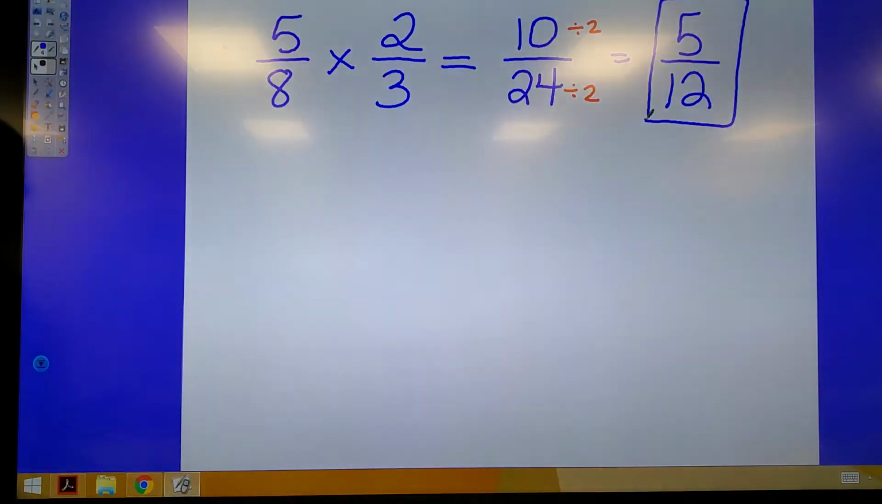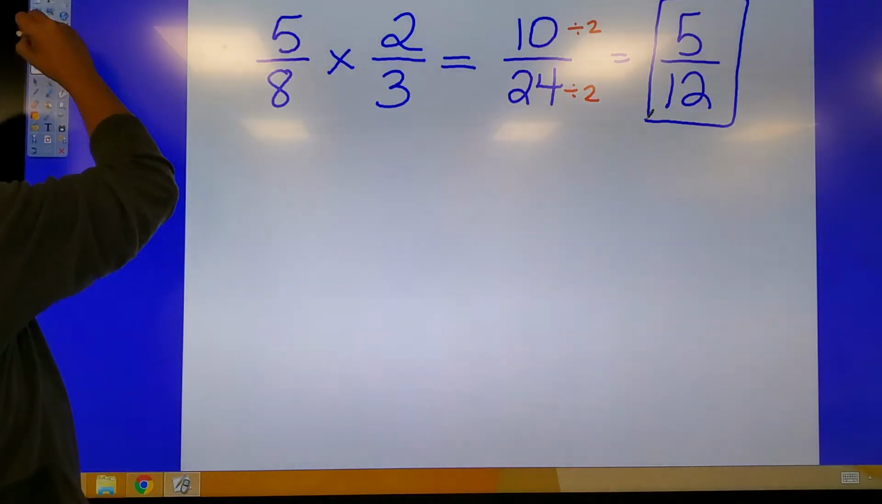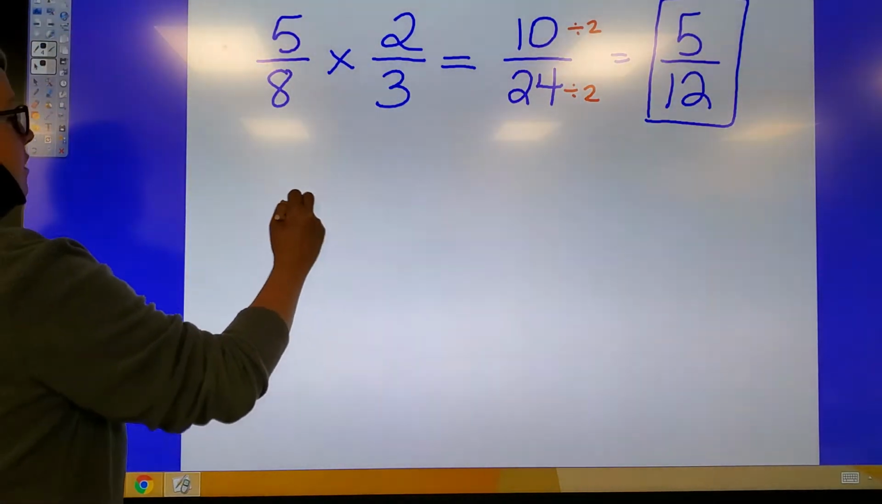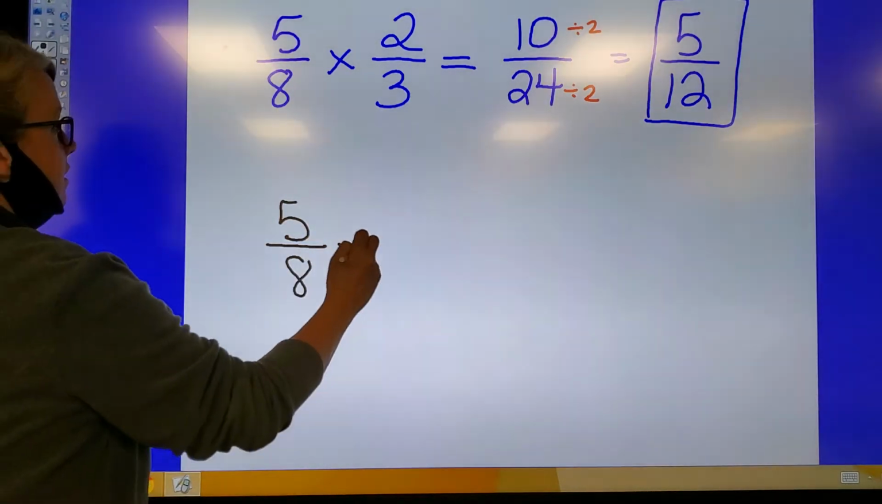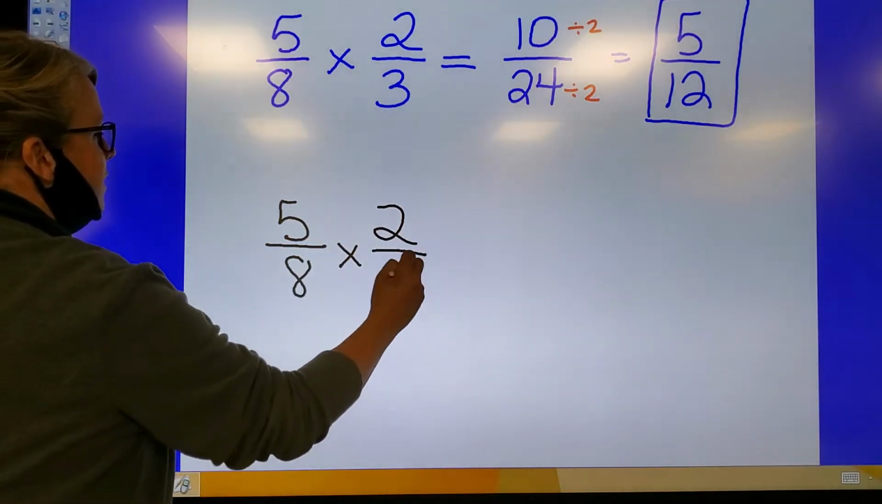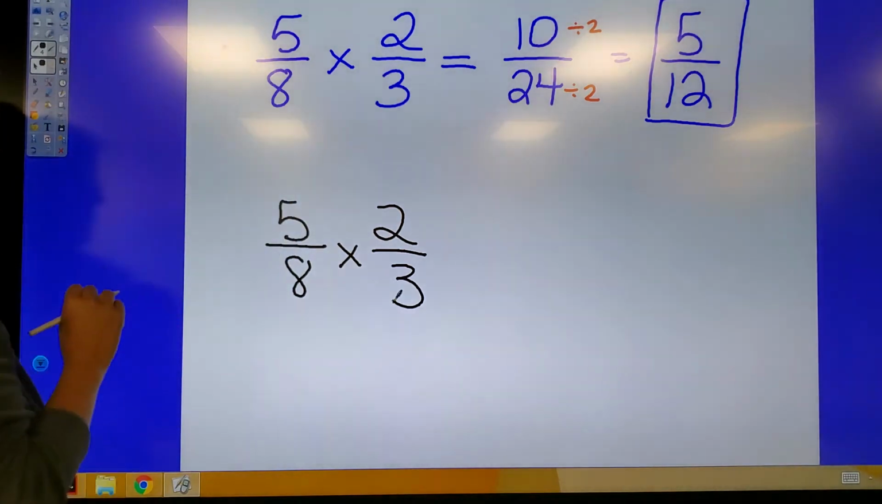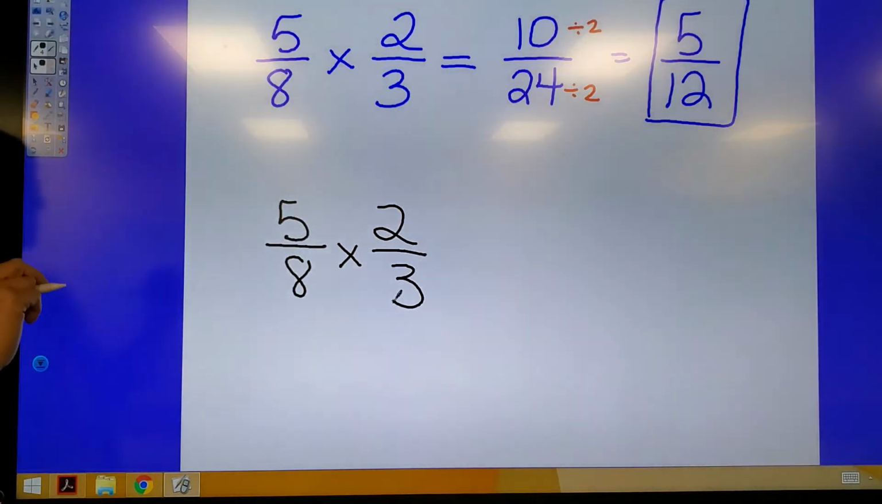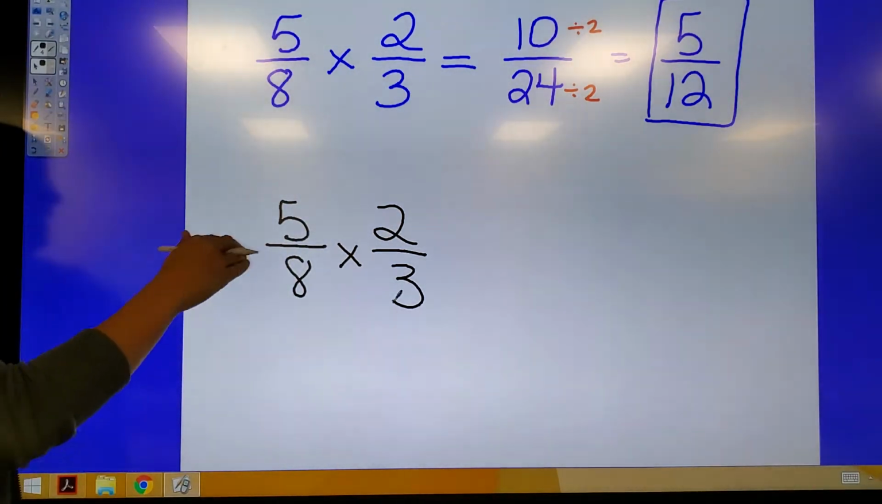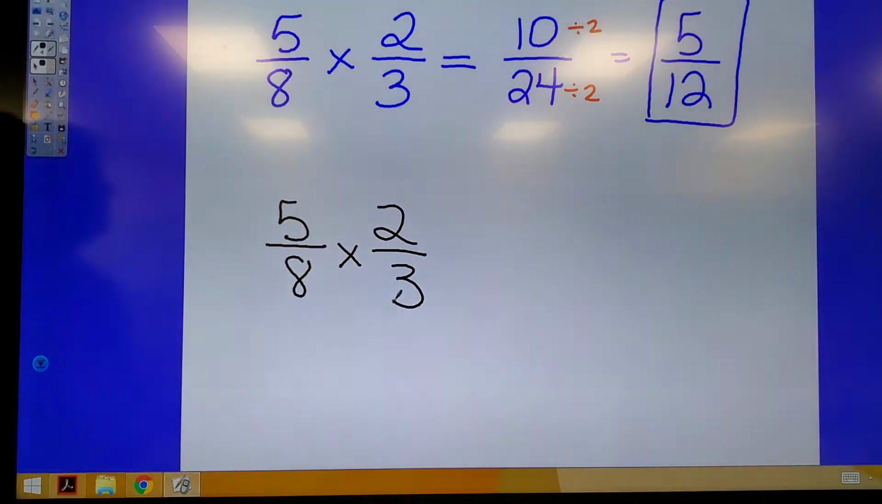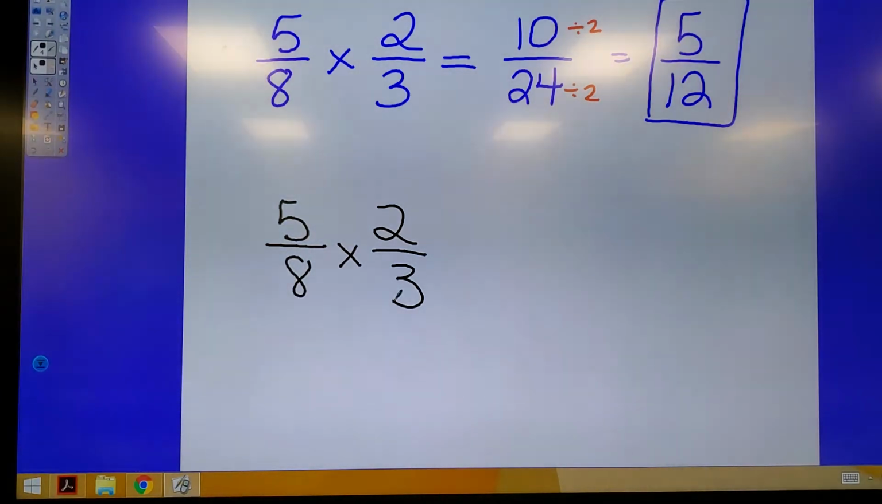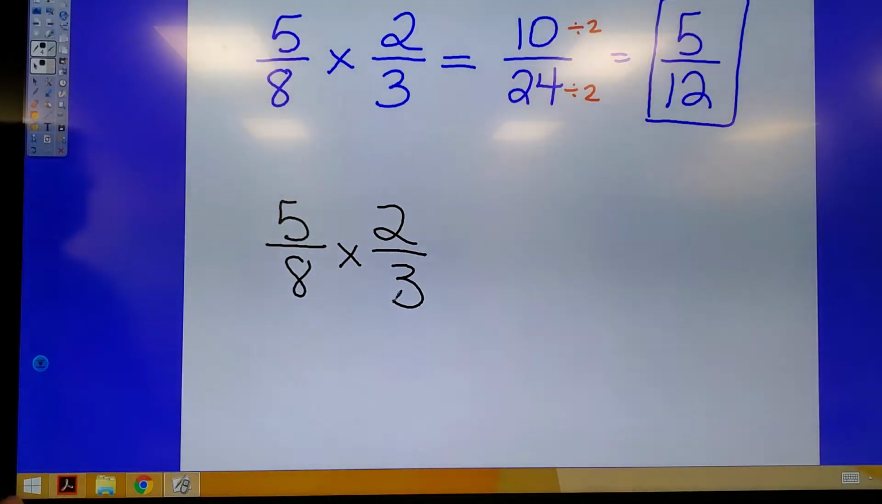Now, is there another way that I could have done this problem? Okay, I'm going to see if anyone's ever shown you this other way. This other way, instead of multiplying and then simplifying, you do it in the opposite order. You simplify and then multiply. Then, has anyone ever taught you about cross-reducing? You heard that before? Cross-reducing? Yes. Everybody should be saying yes.